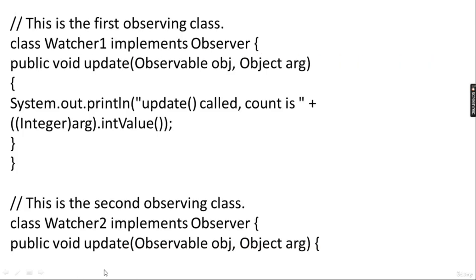First of all, import the java.util package. Watcher1 implements the Observer interface, with update(Observable object, Object arg). Update is called with the updated value, that is the argument. What is the argument? Second one, dot integer value. If it is passed, then it is being cast to an integer format. If it is null, it cannot be cast. Then class Watcher2 implements Observer. It is also updating from the observable class value with the argument.